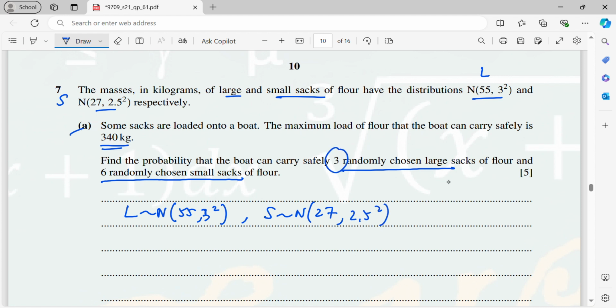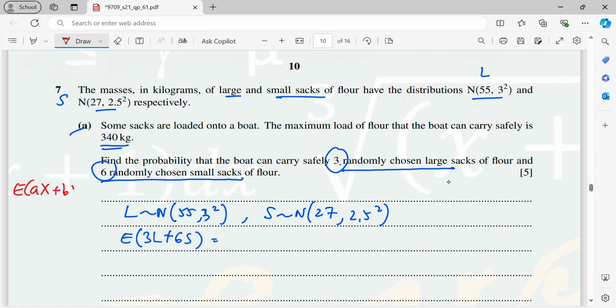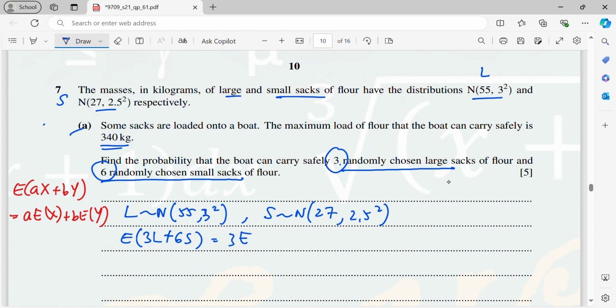Okay, now I need to find out the total of 3 large and 6 small. So 3 large plus 6 small. I will just write the expected value of 3 large, this is the mean, plus 6 small. Now use a formula: E(aX + bY) equals aE(X) plus bE(Y). So then you factorize, take out the 3: 3 E(L) plus 6 E(S).